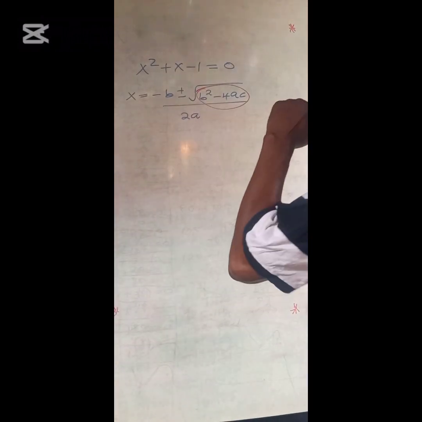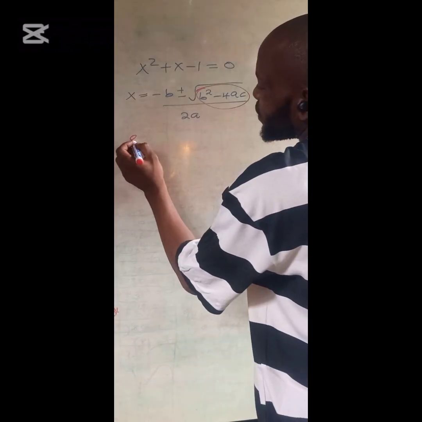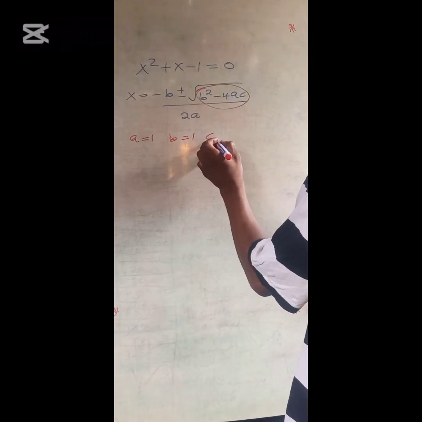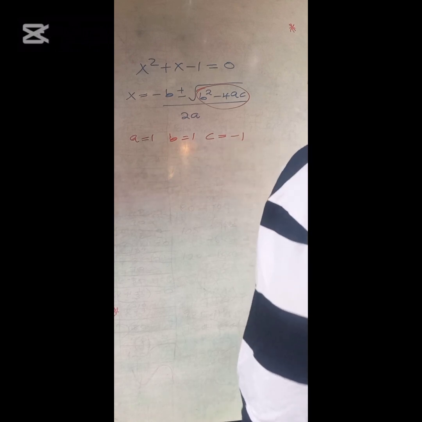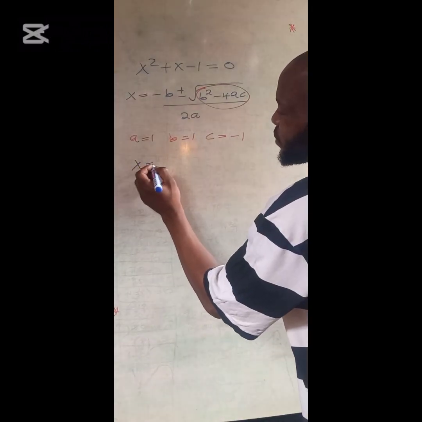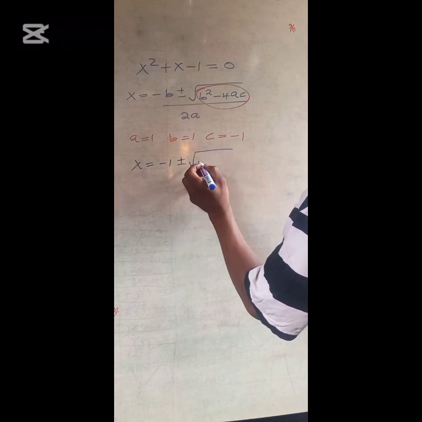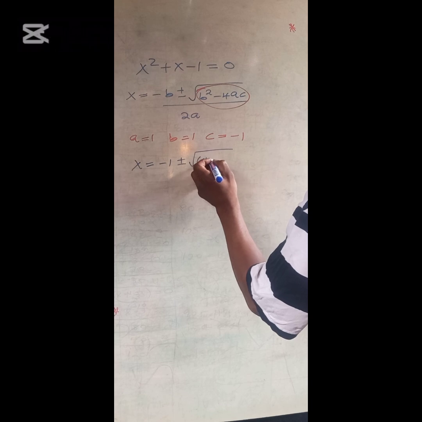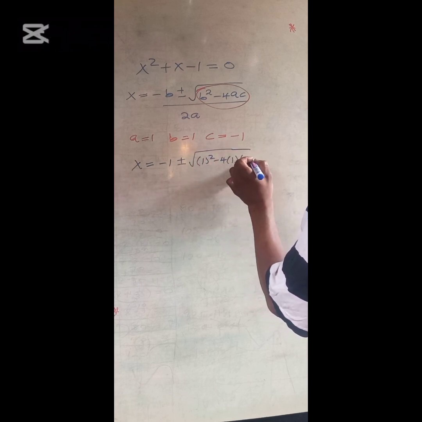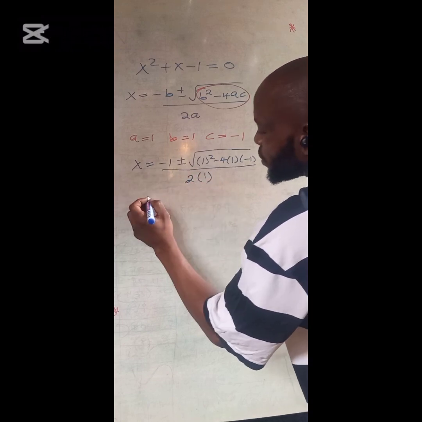Okay, so we know that a is the coefficient of x squared. So in this case, a is 1, b is the coefficient of x, b is also 1, c is the constant, c is minus 1. So we can go right ahead and plug those values. So x is equal to minus 1 plus or minus the square root of b, which is 1 squared, minus 4, a is 1, c is minus 1, all over 2 into a, which is 1.